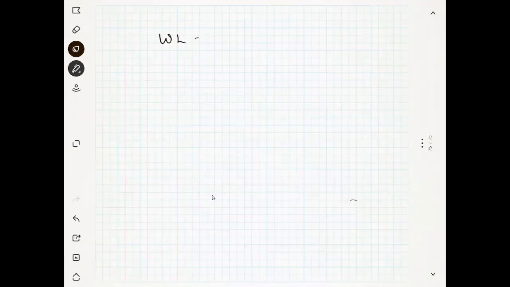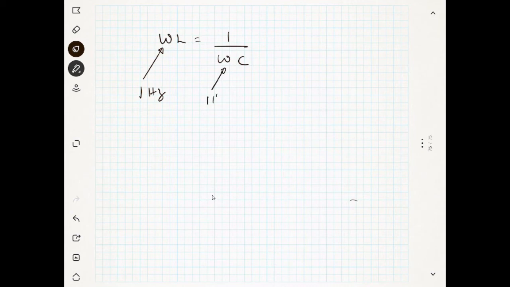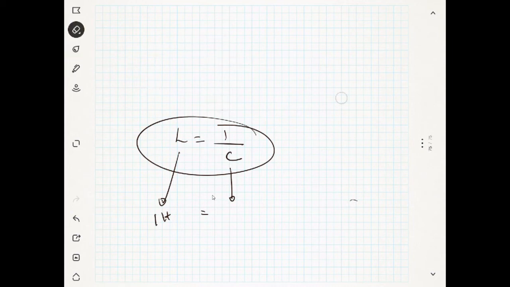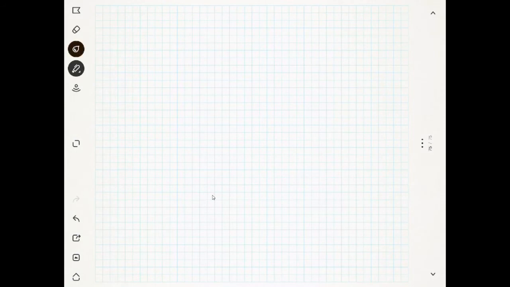So omega L is equal to 1 by omega C means, suppose you have omega equal to 1 hertz, then this is also 1 hertz. So L should be equal to 1 over C. If L is equal to 1 Henry, then both will be same. Otherwise, it is not equal. Understood.